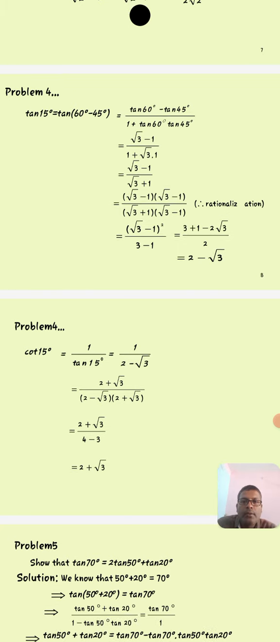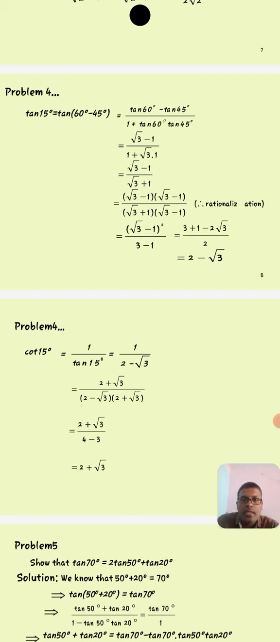Root 3 into root 3, we can cancel, 3 minus 1. Okay, A minus B whole square we have to apply. We get the result 3 plus 1 minus 2 root 3 by 2. That is equal to 4 minus 2 root 3 by 2. We get 2 minus root 3 as the final result. So the value of tan 15 degrees is equal to 2 minus root 3.